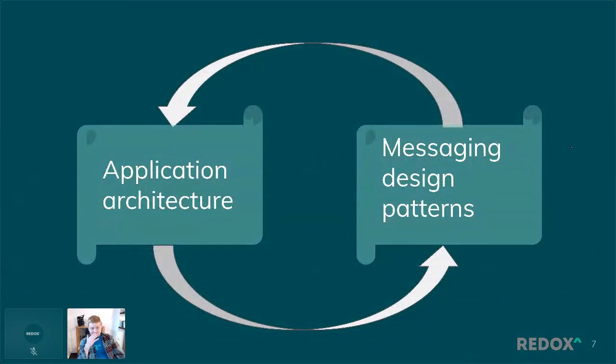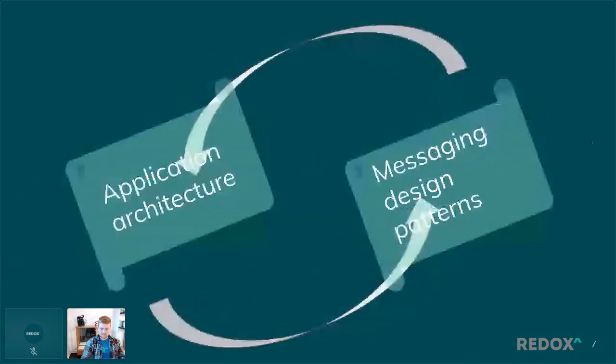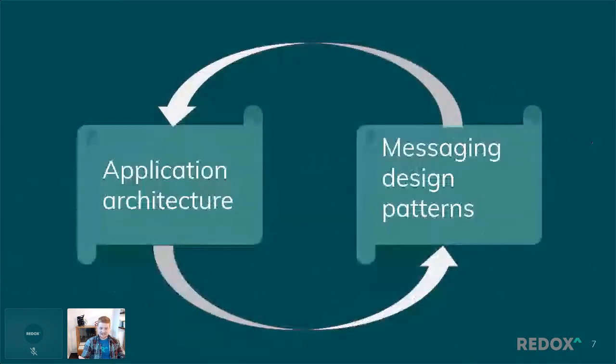So we're going to encounter this idea a lot throughout the rest of the talk. Basically, application architecture and the design patterns that you use for messaging go hand in hand, so much so that in most cases, one often directly impacts the design decisions of the other. And so with this in mind, I want to approach teasing out the design patterns that we want to talk about in messaging by thinking in terms of application architecture first.